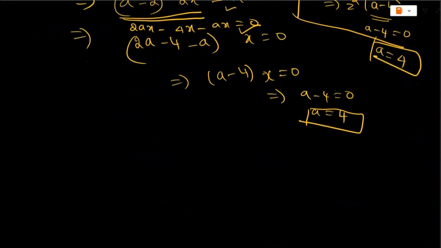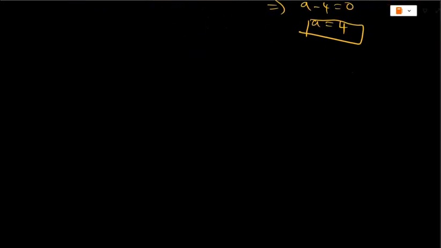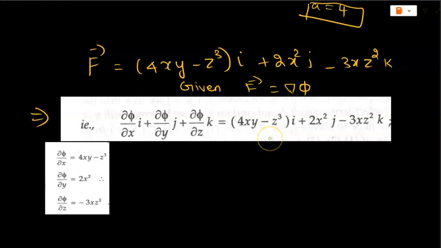Now I will rewrite the given question, the f vector, with the value a is equal to 4. Okay, now I have written the f vector. So in this place a was there. I have substituted a is 4, and wherever a is there I have just replaced. And this is your question. In your question you have substituted a as 4.